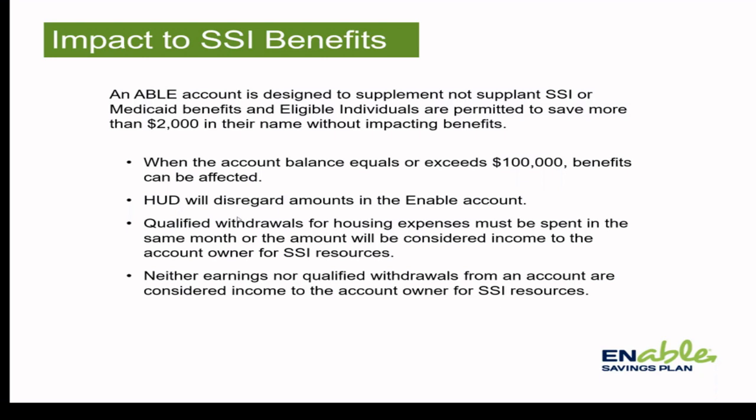And the one important thing to note with Enable is if you're using the money to pay for housing expenses, such as your rent, you want to spend that money in the same month that you pull it out of your account. That gets a little tricky because a lot of times rent's due on the 1st or the 5th, kind of early in the month. But you want to make sure you're using that in the same month so that it does not move over to be considered income for your Social Security resources.